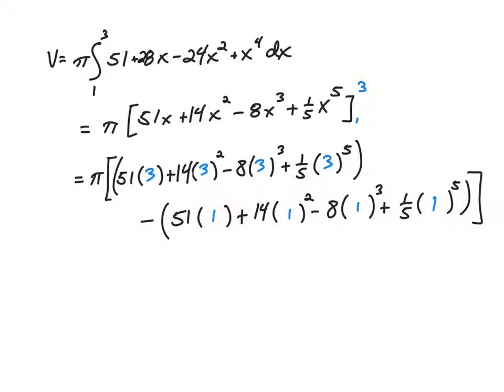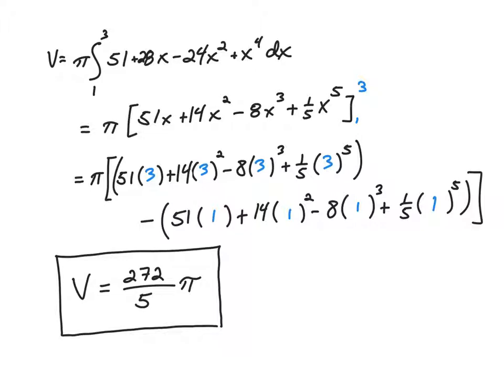So I integrate 51 and get 51x. I get x squared divided by 2, so 28 divided by 2 is 14. X cubed divided by 3, 24 divided by 3 is 8, and then there's the minus sign there. And then x to the 5th divided by 5. And then I'll be integrating from 1 to 3. So I will just plug in the 3 into each of these terms, and then I'll plug in the 1 into each of these terms, and I'll subtract the difference. I'll leave the pi parked out in front. You do this arithmetic, and you get a volume of 272 over 5 pi.